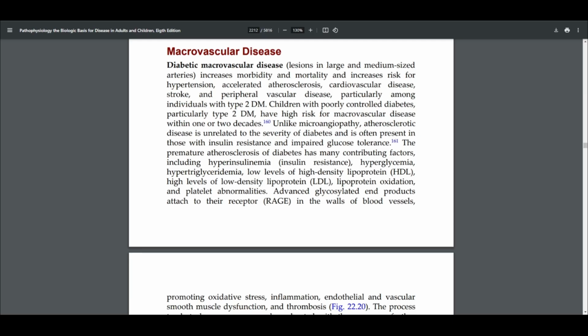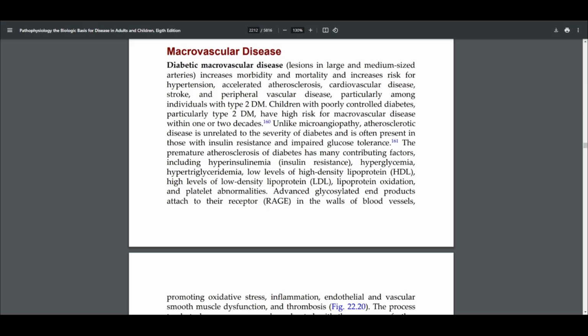Now, macrovascular disease. Diabetic macrovascular disease increases morbidity and mortality and increases risk for hypertension, accelerated atherosclerosis, cardiovascular disease, stroke, and peripheral vascular disease, particularly among individuals with type 2 diabetes. Children with poorly controlled diabetes, particularly type 2, have high risk for macrovascular disease within the first 2 decades.